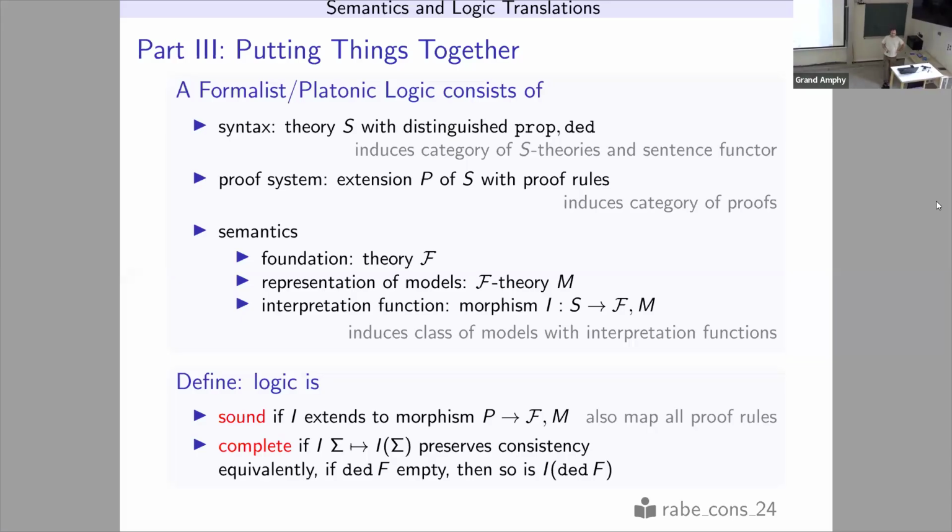Conservativity, we can also think of as if a type is inhabited in the codomain, if the translation of a type is inhabited in the codomain, then it must have been inhabited in the domain. And that's exactly how in textbooks we usually define completeness. If we can go to the semantics and prove it there, then we must have already had a proof in the syntax.